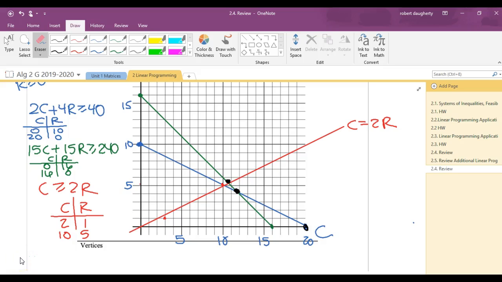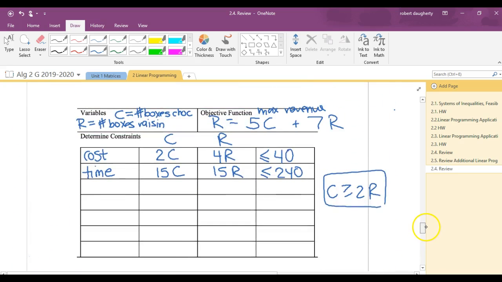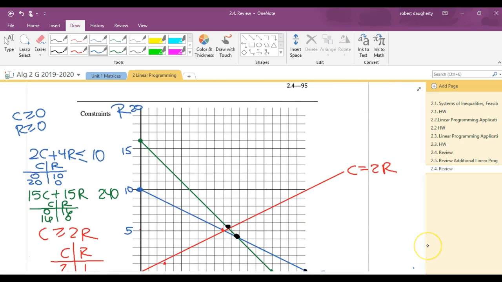Okay, continuing this problem, I realized I made a little bit of a mistake. I just copied these constraints down. It just lets you know that this kind of stuff does happen. So if you look at it, these constraints were less than or equal to. If you look at my constraint box, it was less than or equal to 40, and then less than or equal to 240 here.